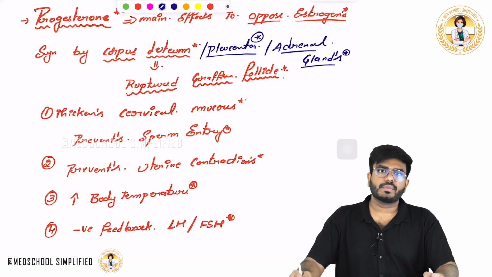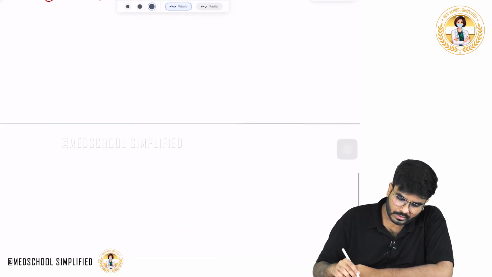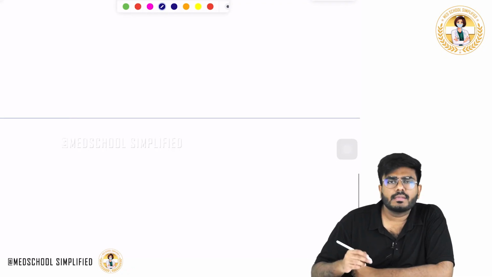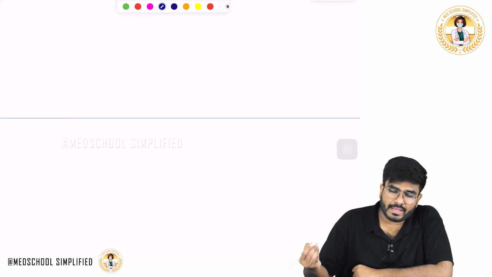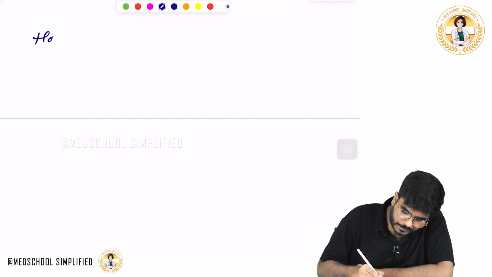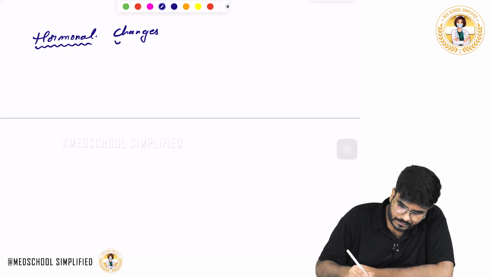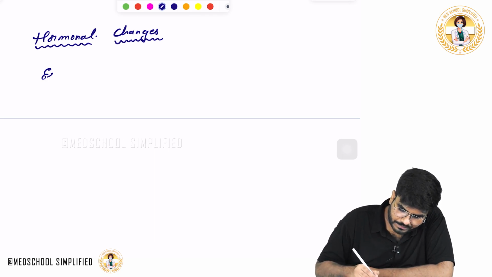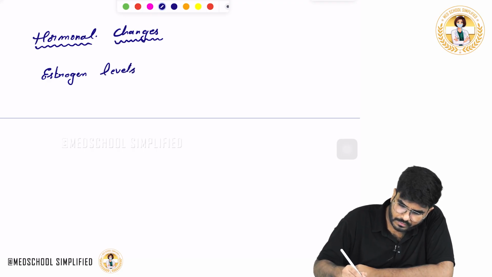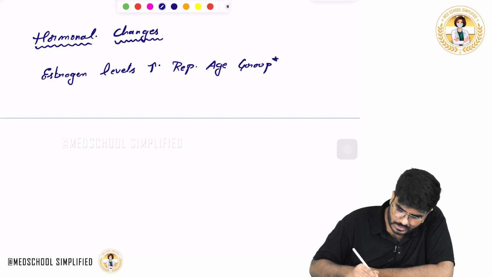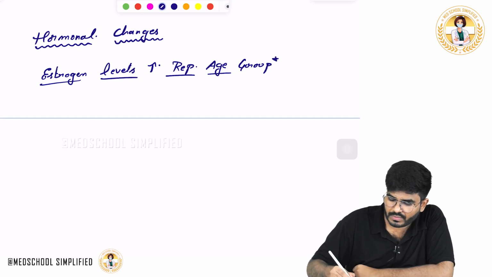So, this is a point which I wanted you to know. Next, now let's discuss the hormonal changes in different people and different age groups. Estrogen levels are going to be very much more during the reproductive age group. Okay, during the reproductive age group, the estrogen levels, especially estradiol levels, are going to be very much more.